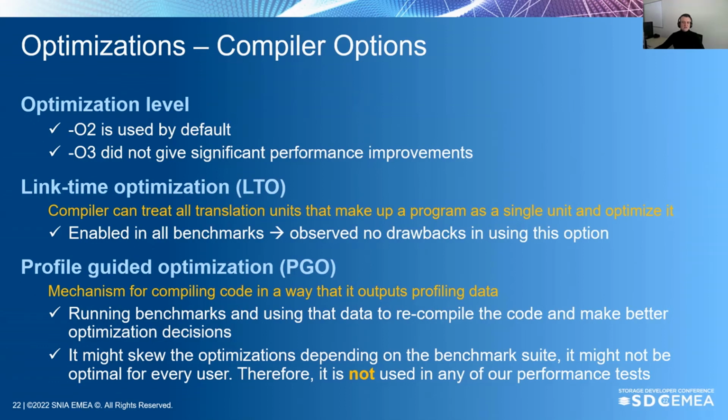And this is why we don't feel like it's fair to report numbers using that option. So we are not using it in our performance reports. However, we still have this option in our build scripts, so you can build your application with PGO enabled.